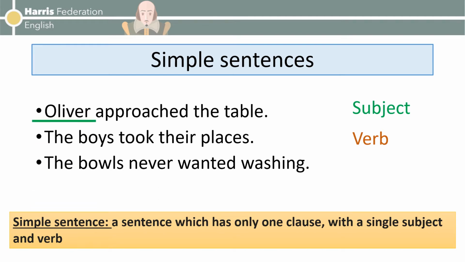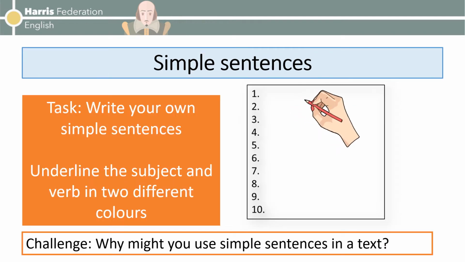The subject: Oliver, boys, bowls. The subject is the thing or person that does something. The doing or action word is the verb. Approached, took, wanted. Each of these has a subject and a verb. Now let's try making our own. Spend some time now writing your own simple sentences. Pause the video whilst you do this.